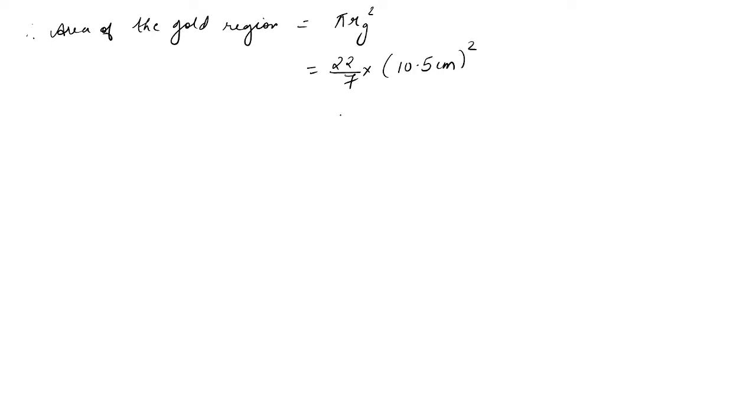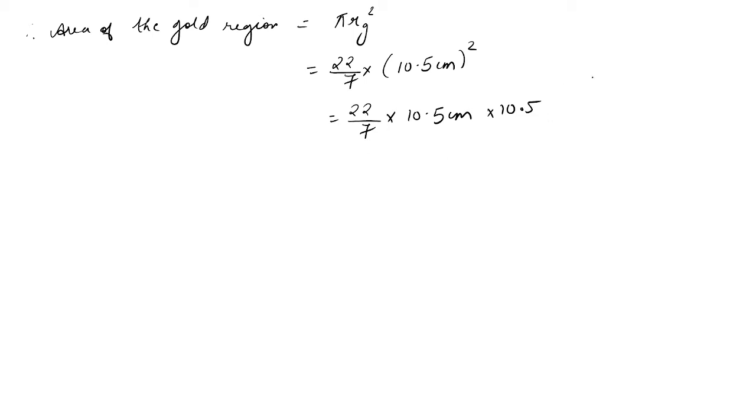Now you can go there for the area of the gold region. Clear? This will be equal to pi rg whole thing square. Now pi value is 22/7. Rg means 10.5 centimeter the whole thing square. So you get 22/7 into 10.5 centimeter into 10.5 centimeter. Okay, clear up to this much?